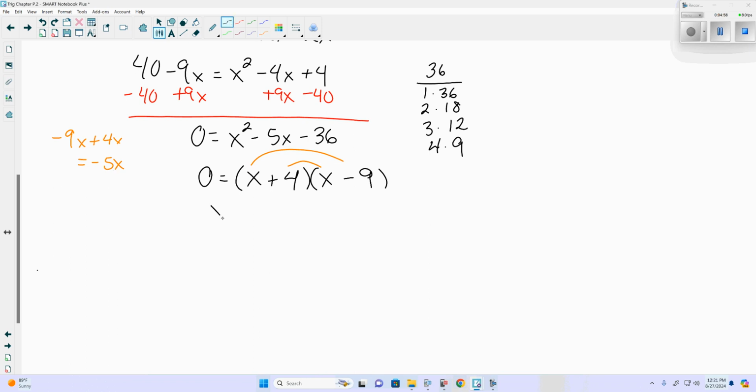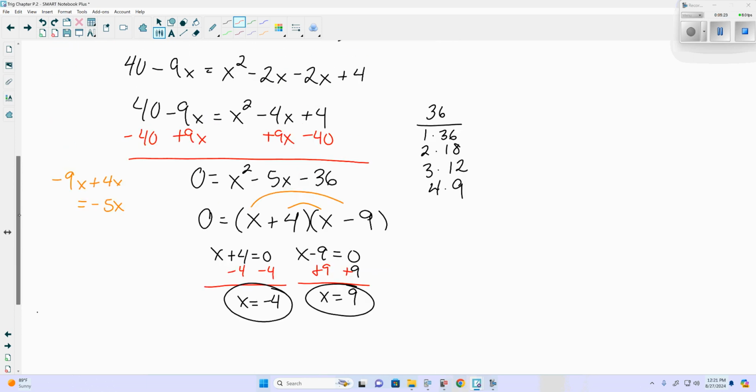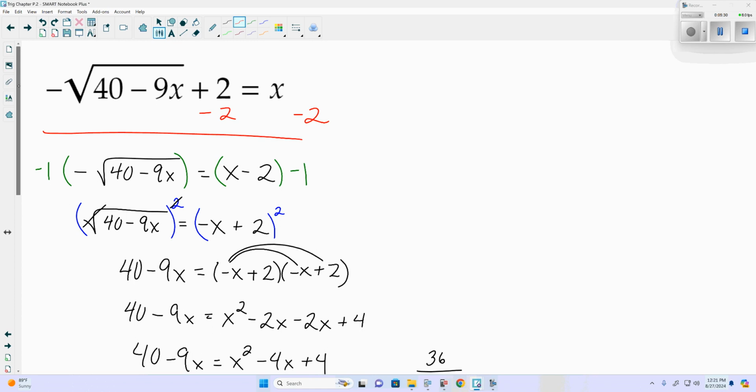Now, since we have two things multiplied together equals 0, one of them must be 0. And lastly, all we need to do is solve for the value of x. So if x is equal to -4, x is equal to 9. Questions on this here? Now, it'd be good to check and make sure, so we have -4 and 9.